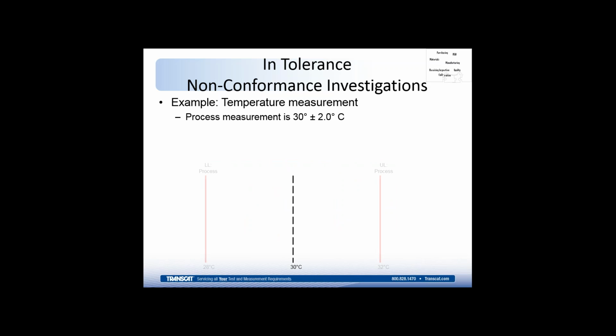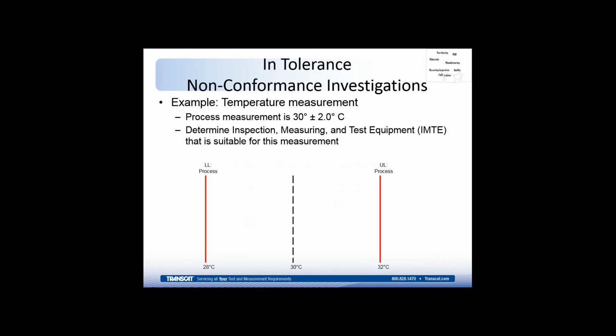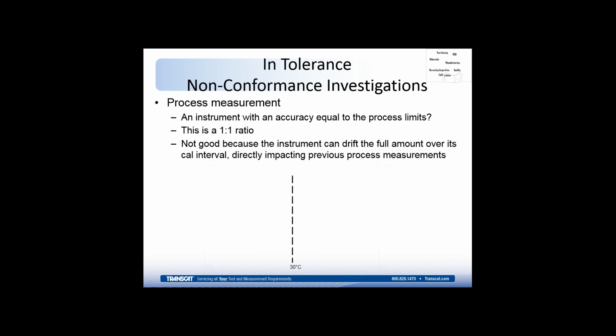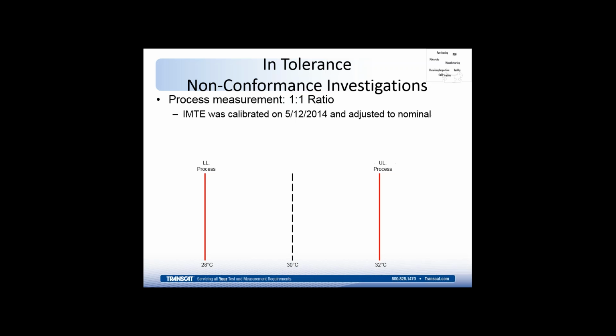All right, so graphing a single point at 30 degrees. We have the nominal at 30. We've got to determine what type of inspection, measuring, or test equipment is suitable for that measurement on the product. Is it an instrument with an equal accuracy to the process limits? That would be a 1-to-1 ratio, or what we would call a process accuracy ratio. So let's look at that scenario to see if that is something that's suitable or is not suitable. That will end up not being good because the instrument itself can drift the full amount of the tolerance allowed for the process.